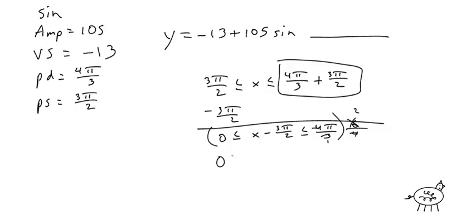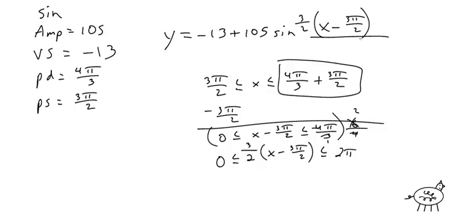So you get 0 less than or equal to 6 fourths, which is really 3 halves, times x minus 3 pi over 2 less than or equal to 2 pi. So there we go. 3/2 x minus 3 pi over 2, and there's your answer. Okay? It's not too bad, right?